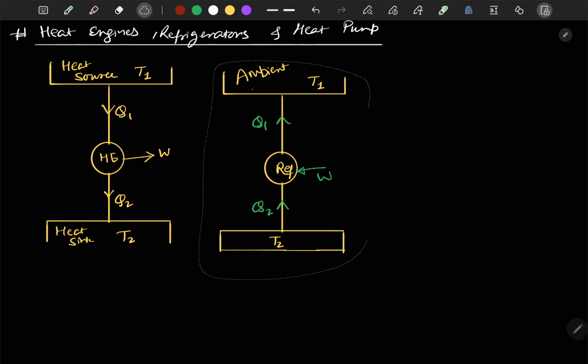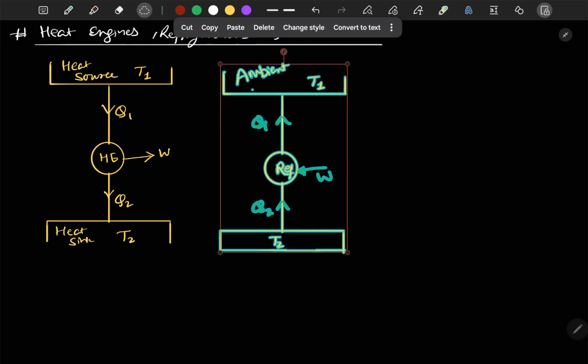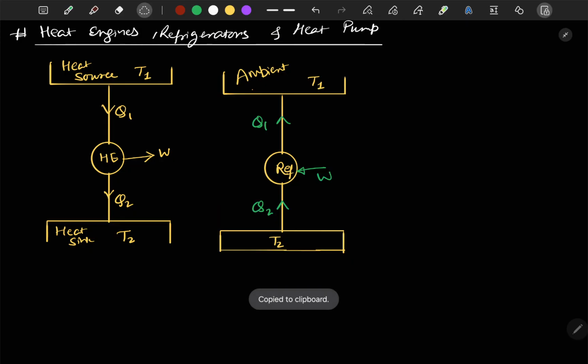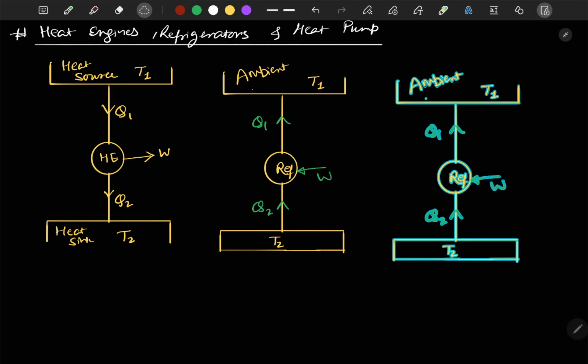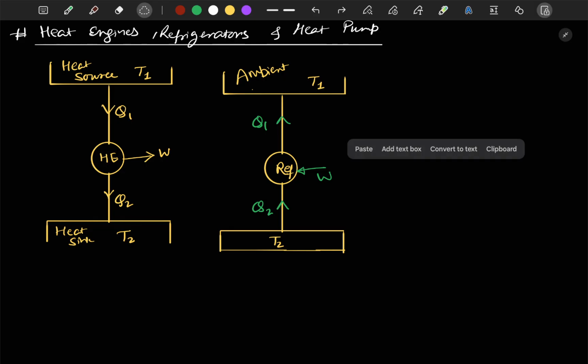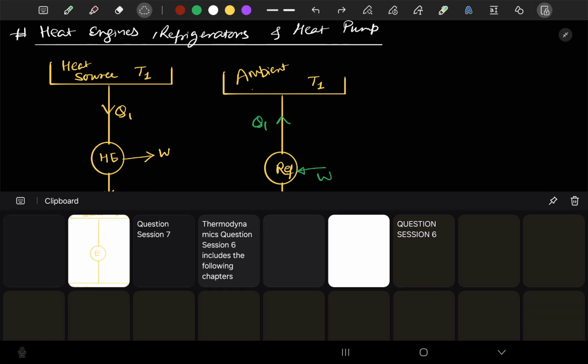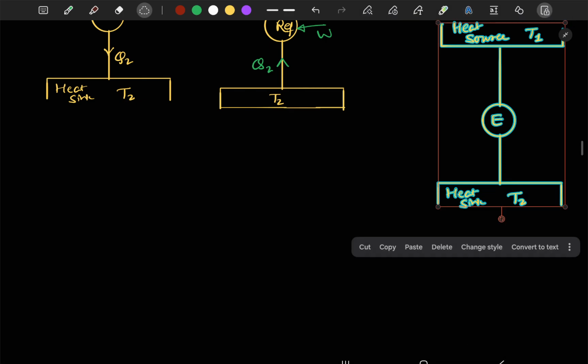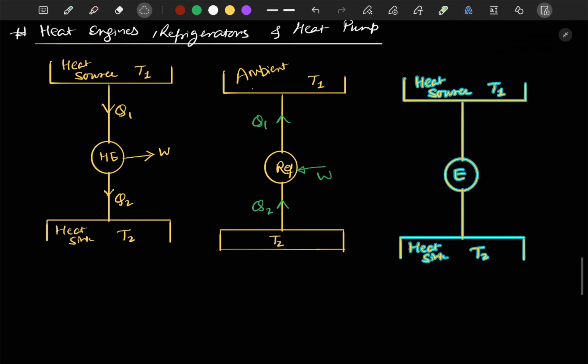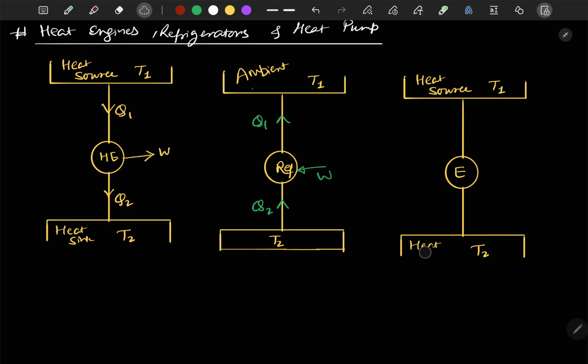And of course, if we talk about the heat pump, its drawing is exactly similar to this. Let me first copy and paste it here. So we can copy this. In the refrigeration, this was our area of interest. Now here in case of heat pump, this space is our area of consideration.